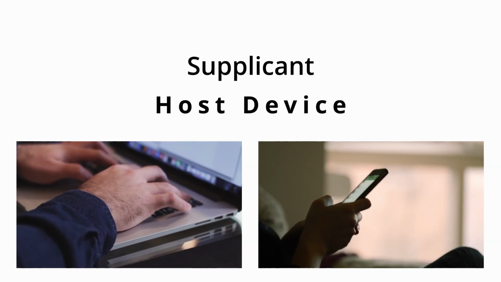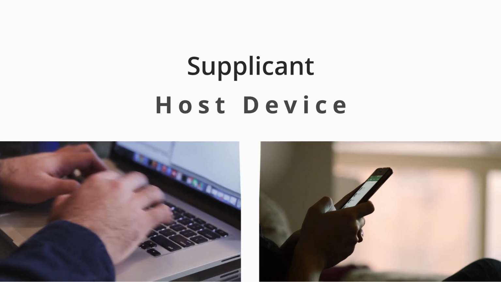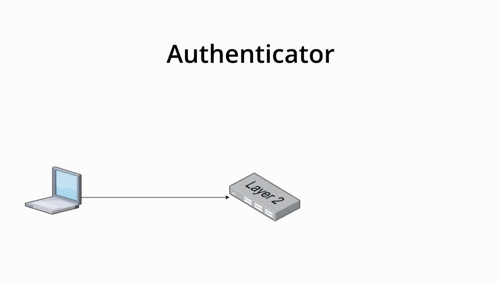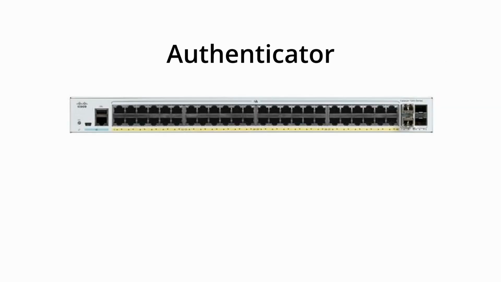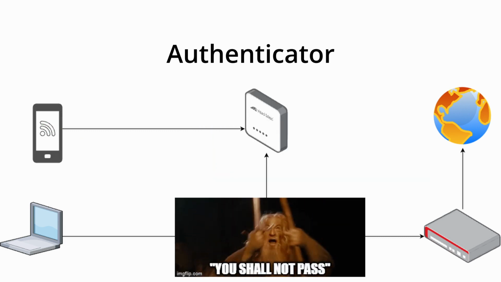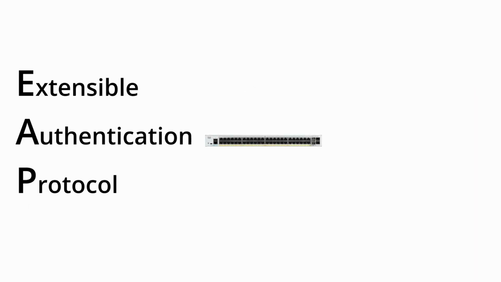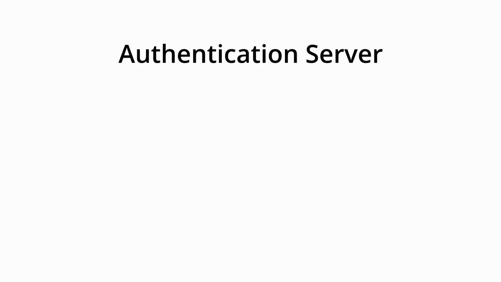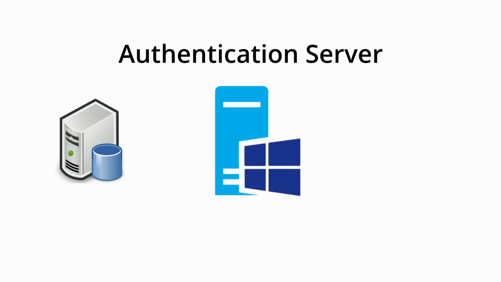A supplicant is a host device, a laptop, a mobile phone for instance, a device that wants access to the network. That is software asking the user to input their credentials to log in. The authenticator is the intermediate device on the data link between the host device and the network. This can be a network switch or a wireless access point. This device can allow or block the device from connecting to the network. It translates EAP messages into radius messages. More on this shortly. Then we have the authentication server, which is usually a server or device capable of running authentication software such as radius and EAP protocols.